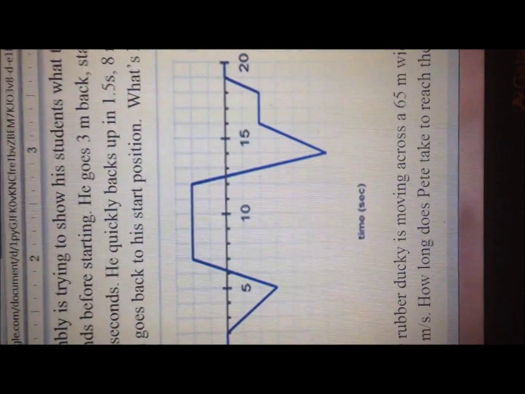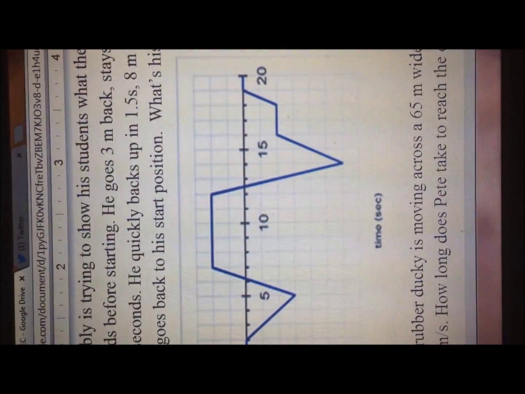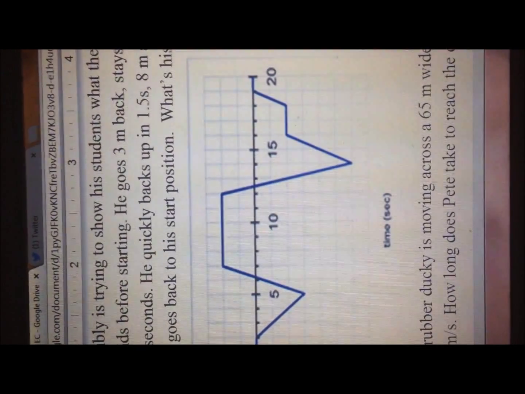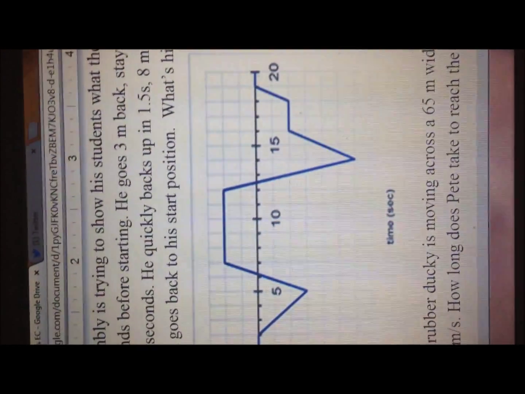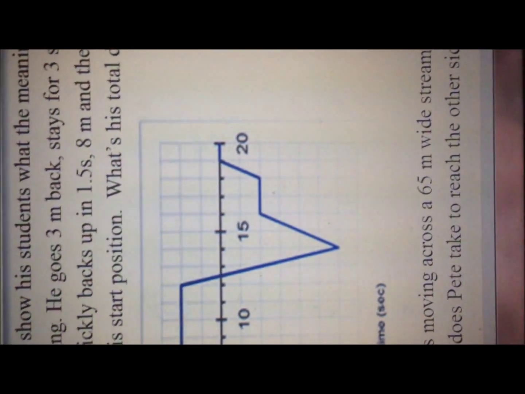Number 11. Mr. Trombley is trying to show his students what the meanings behind graphs are. He waits for 2 seconds before starting. He goes 3 meters back and stays for 3 seconds. He then goes forward 5 meters and stays for 5.5 seconds. He quickly backs up in 1.5 seconds, 8 meters, and then goes forward 4 meters, stays for 2 seconds, and then goes back to his start position.